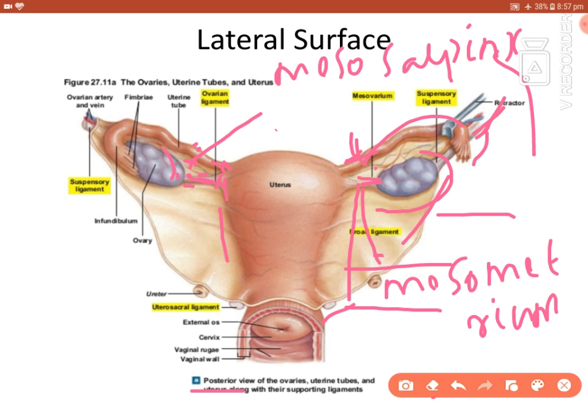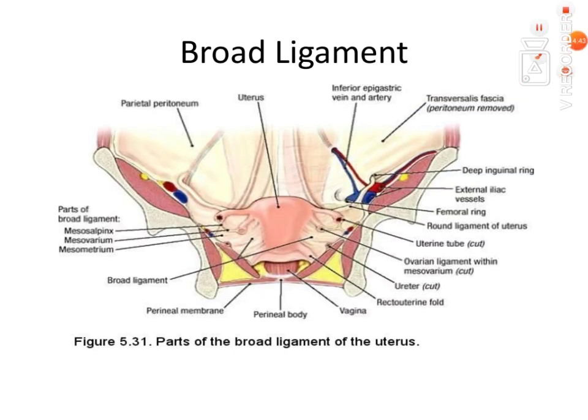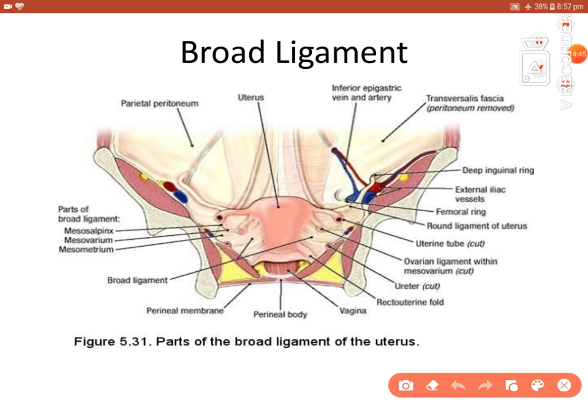That's about the broad ligament. Then next are the contents of the broad ligament. Here you can see this is also the posterior layer. This is the uterus. Here you can see the uterine tube. See, this is the ovarian ligament. So the contents are the uterine tube or the fallopian tube, and the ovarian ligament.